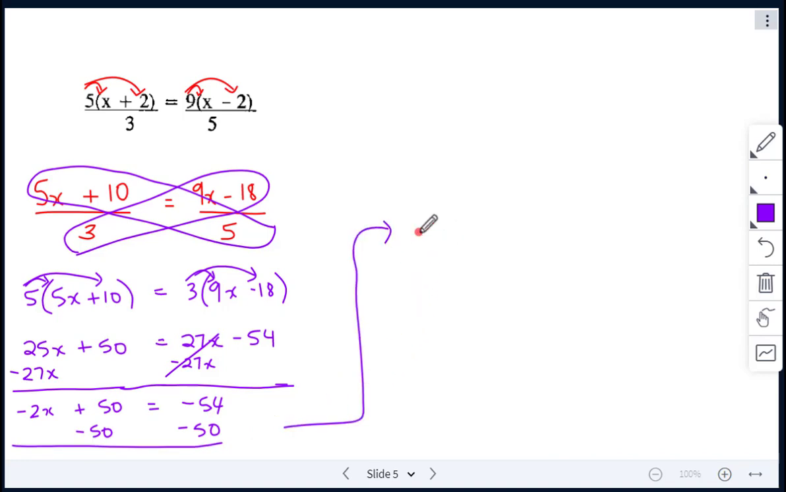So now we would have negative 2x is equal to negative 54 minus 50, which is negative 104. And the last step here, we have to divide by negative 2 so that we have just the x left. Okay, so again, feel free to put that in your calculator. Negative 104 divided by negative 2, which gives me my answer of 52.